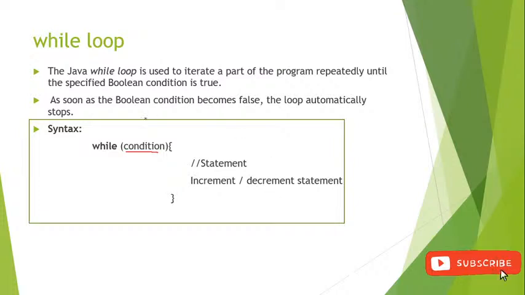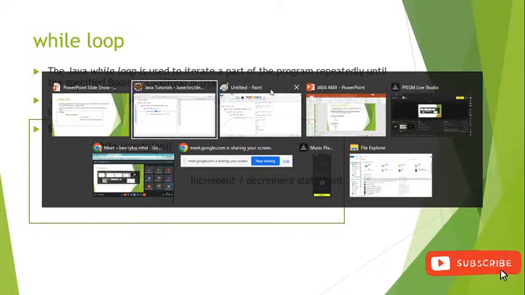As soon as the boolean condition becomes false, the loop automatically stops. Our condition gives a true or false value. If the condition is false, then the JVM comes outside of the loop, and the loop automatically stops. Now we will try to write one program for that.